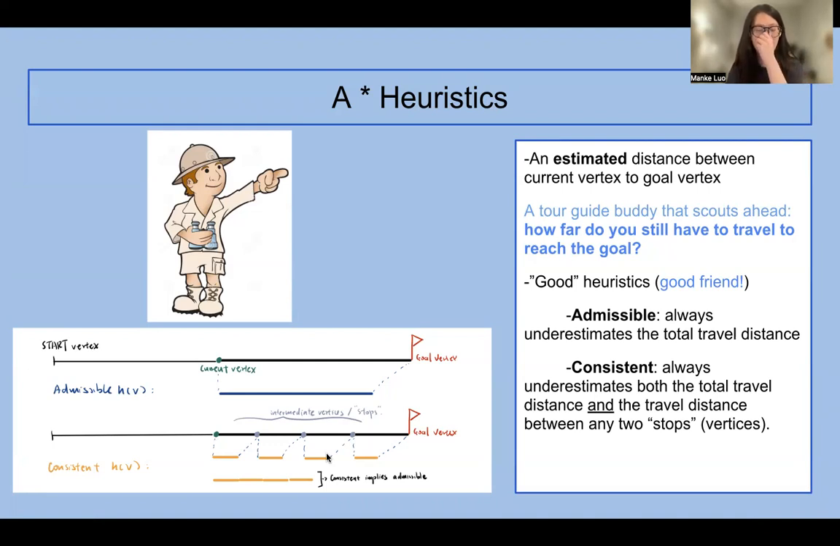The reason for that, I'll leave for you to figure out on your own as an exercise. A good general guideline is to use a visualization very similar to this one and think about why a heuristic being admissible doesn't necessarily mean that it is consistent. So that's all I have on reviewing the A-star algorithm and Dijkstra.